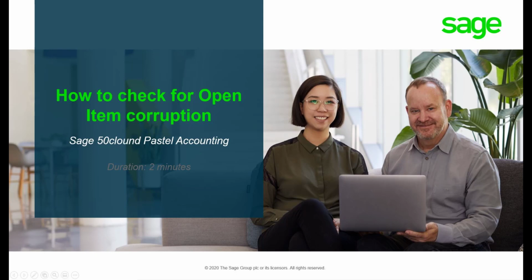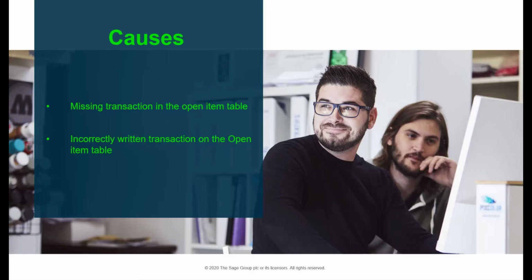In this video we will demonstrate how to identify open item corruption in Sage 50 Cloud Pastel accounting. Open item corruption is caused by a missing transaction on the opened item table. Other instances are due to an incorrectly written transaction on the tables. There are two ways to check if there is any open item corruption on your data.